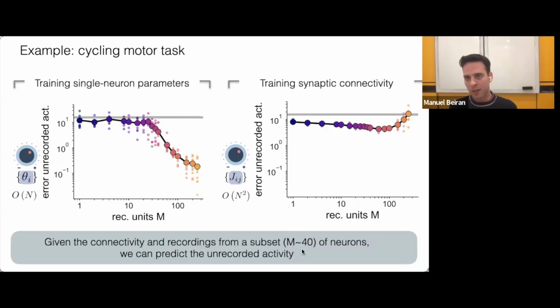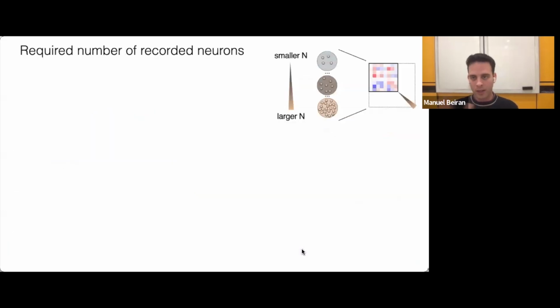In this case, it seemed to be like 40 out of 300. But can we determine what this number depends on? For that, I built a separate set of teachers where I'm going to parametrically change the number of neurons in the teacher network. That way we can see, as we have larger and larger networks, do we need to record from more and more neurons or not?